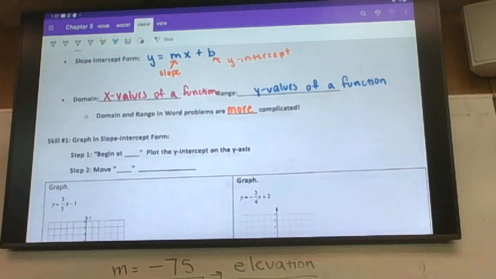Alright, so there's two skills on this paper that we're going to practice today. Skill 1 is to make a graph. I believe you've done that before. And skill 2 is to rewrite equations. I think skill 2 is going to be more difficult.